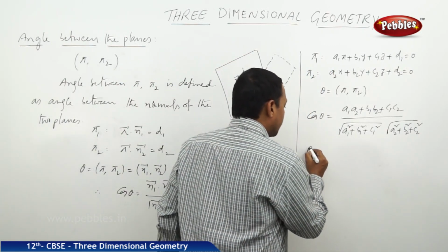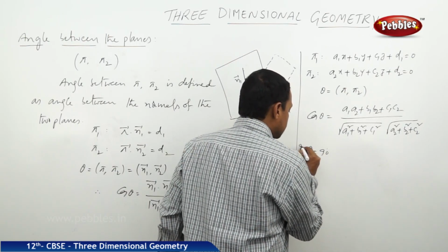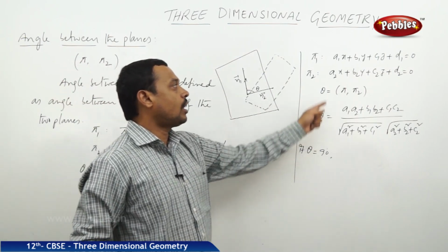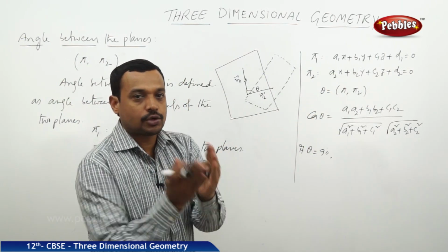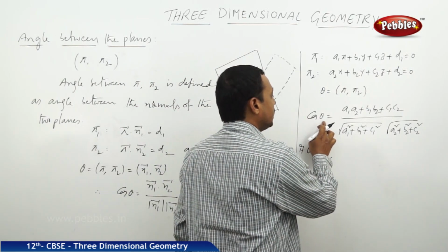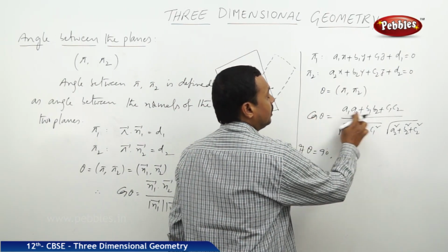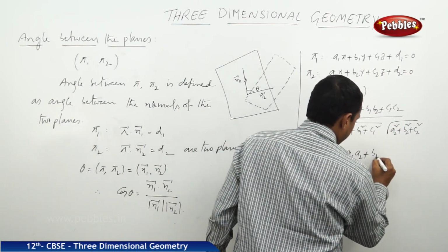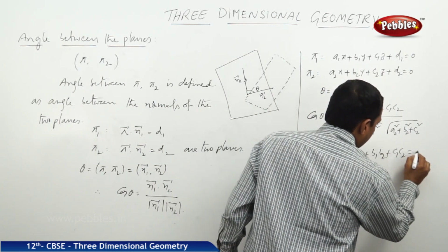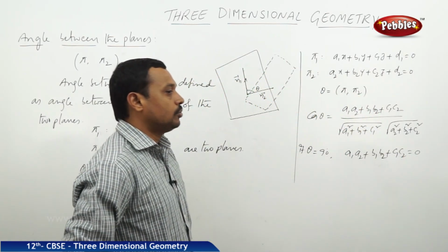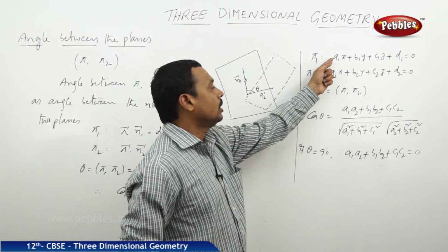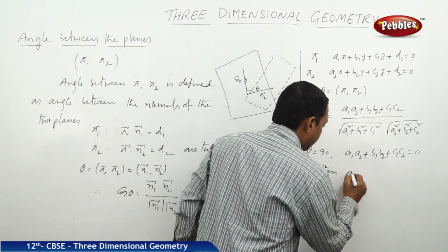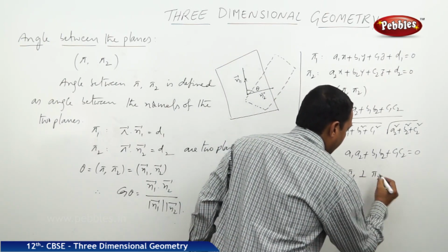Now, if theta is equal to 90 degrees, theta is equal to 90 means what? The two planes are perpendicular to each other. Then cos 90 is equal to 0, and on cross multiplying, a1 a2 plus b1 b2 plus c1 c2 is equal to 0. a1 a2 plus b1 b2 plus c1 c2 is equal to 0. Then the two planes are perpendicular, then pi 1 is perpendicular to pi 2.